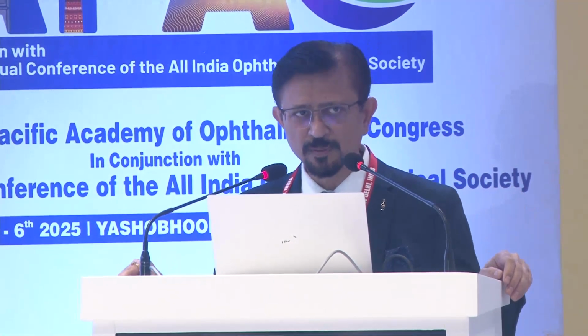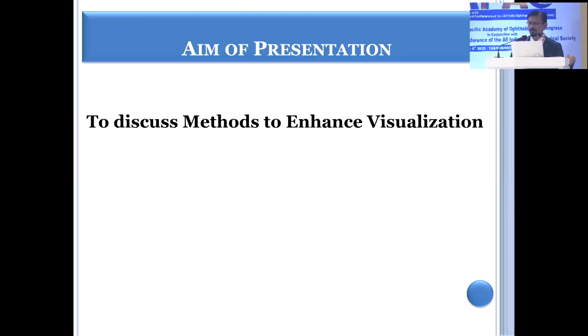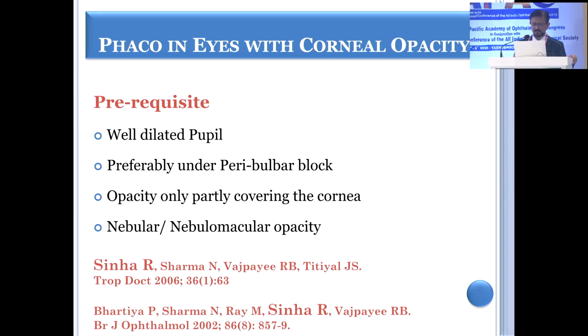Now, whenever you have corneal opacity or haze, the problem is the issue of visibility. And the aim of this presentation is to discuss methods to enhance visualization so that we can perform the procedure appropriately. So first and foremost, the pupil should be well dilated.